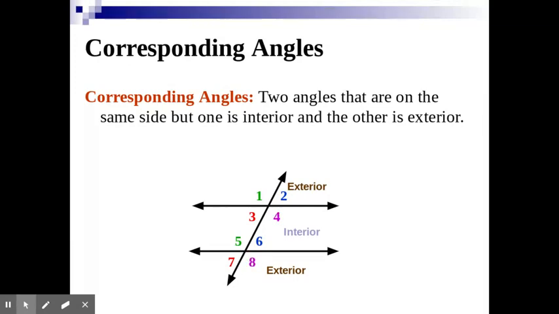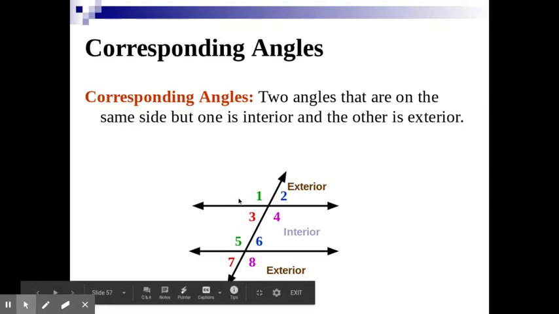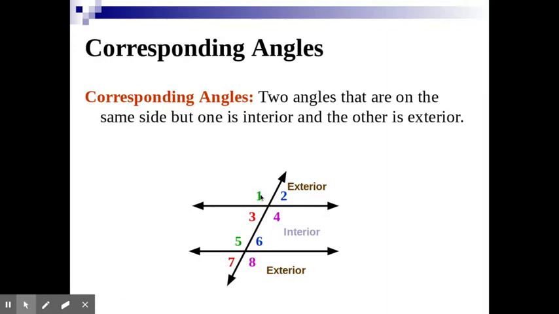All right, corresponding angles is what they're called. So if I said label a pair of corresponding angles, you just look for angles on the same side, but one's on the inside, one's on the outside. And then you couldn't do like 1 and 3. They're on the same side. One's inside, one's outside. But we already know what that's called.